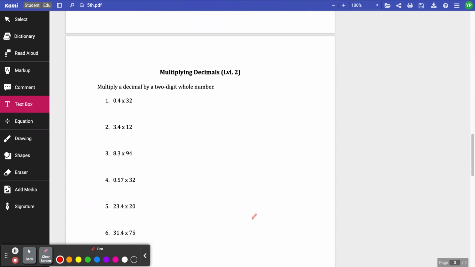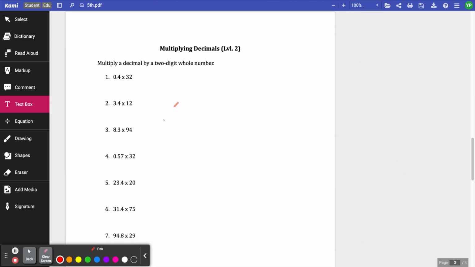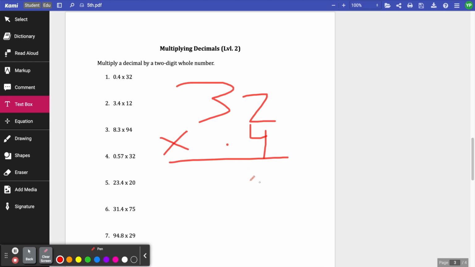And now moving on to multiplying decimals level 2. It's basically the same thing with bigger numbers. So it's going to be 32 times 0.4. You multiply, it's going to be 4 times 2 is 8. 4 times 3 is 12, and you just bring the decimal point down, so it's 12.8.